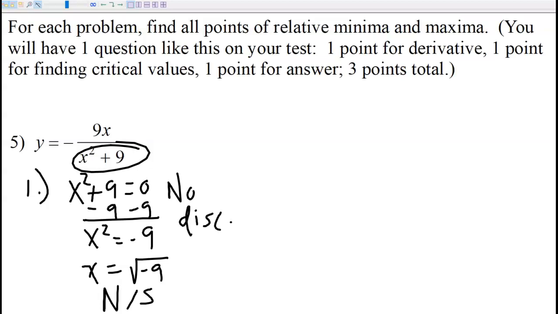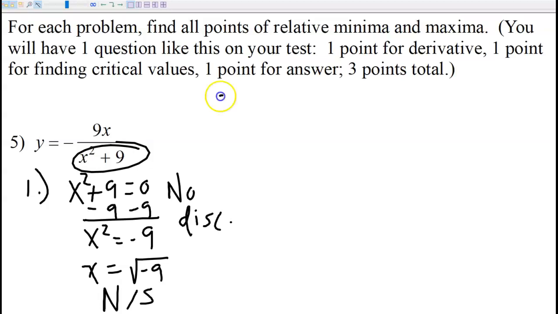Now the reason why it's important to check for discontinuities is because even though we do include those in our critical value process, those can't possibly be relative extrema because there's no point there, and a relative extrema has to happen at a point that actually exists on your graph. So you do want to look for those discontinuities before you commence with the rest of the process.